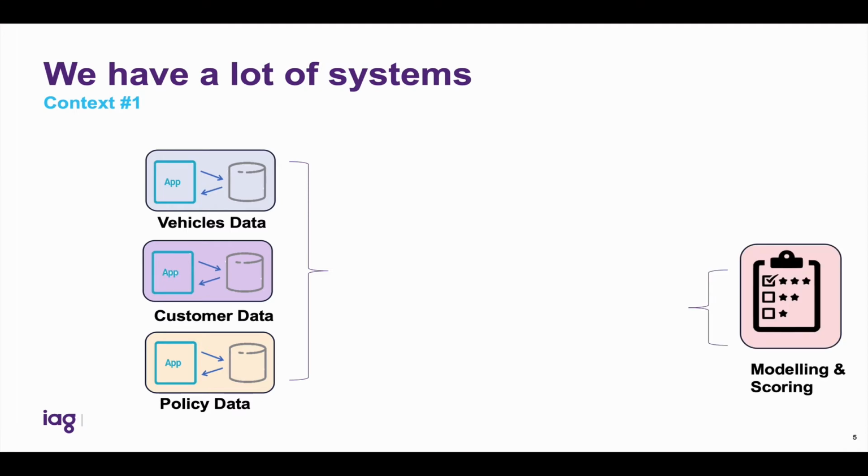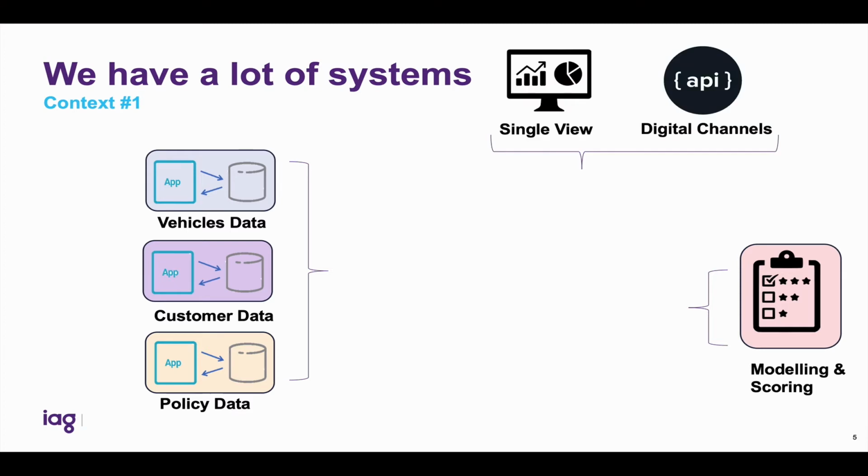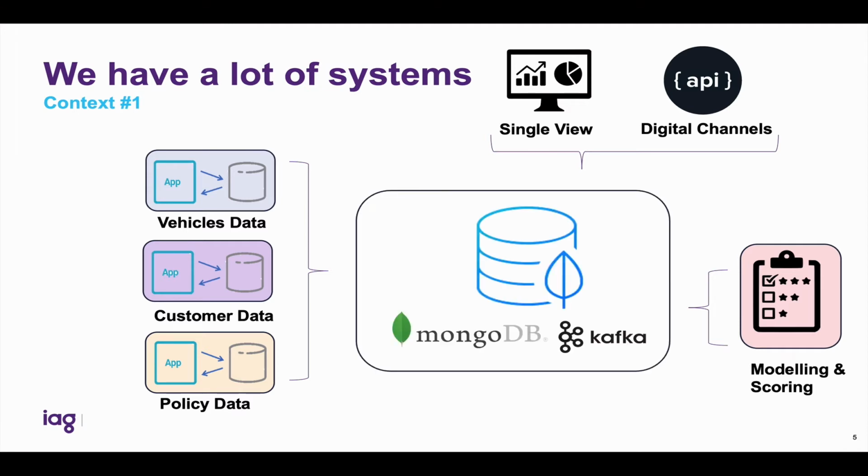And so once we've got all this information, we need to combine it and allow us to do modeling and scoring activities on that data. That allows us to build a single view to serve our digital channels via APIs. And the technology set that we looked at doing for this has increasingly centered on MongoDB and Kafka. And the reason for that is that Kafka gives us the ability to take and manage streams of information in real time in order to support those digital channels.